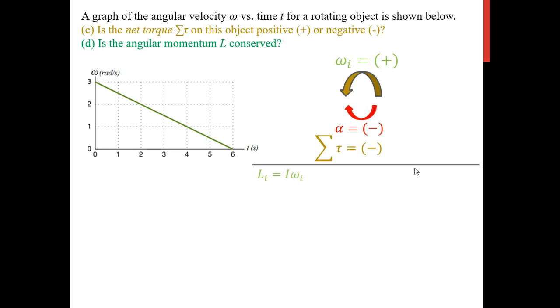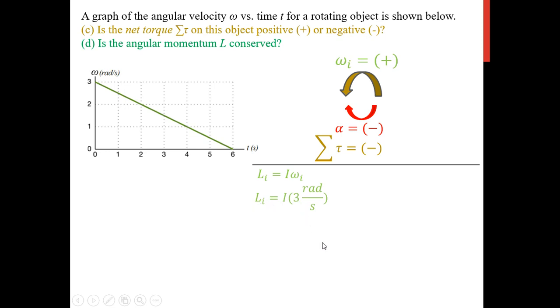Part D asks us to determine whether the angular momentum is conserved. This one is light work as well. The initial angular momentum is defined as the moment of inertia times the initial angular velocity. And just from the graph, I don't care what I is because we're not asked to calculate. It just asks us to make a statement. Whatever I is, I don't really care. I just carried it down. And then omega i is a positive 3 quantity here. So there's my initial angular momentum, whatever the moment of inertia is, times 3.